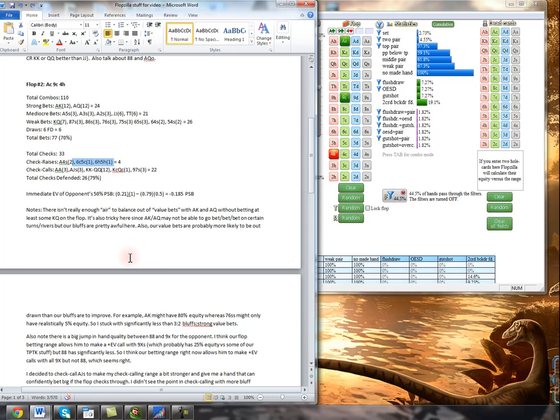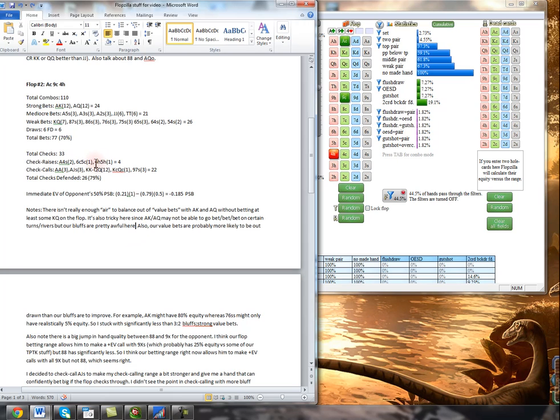So if I check raise with 6-5 of clubs and 6-5 of hearts, I'm going to probably just check fold 6-5 of hearts if it doesn't improve on the turn, and then I'm going to pretty much always ship 6-5 of clubs on the turn, and then if 6-5 of hearts does improve, then I can ship that too.